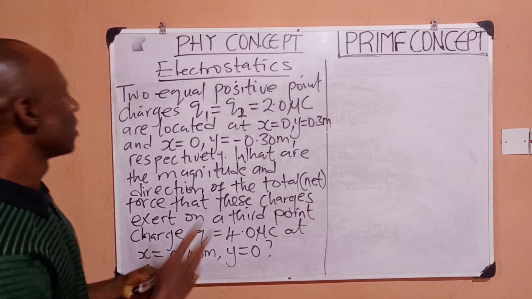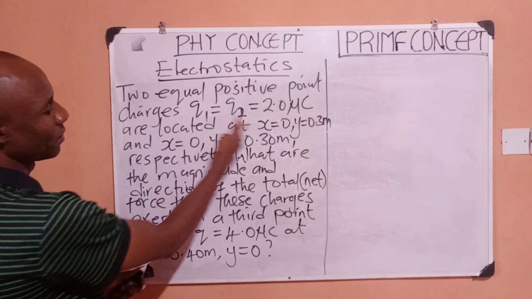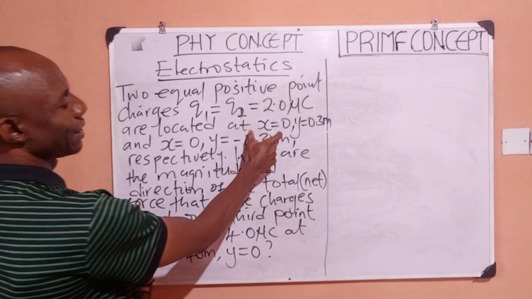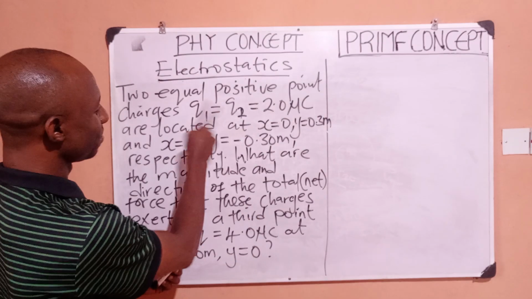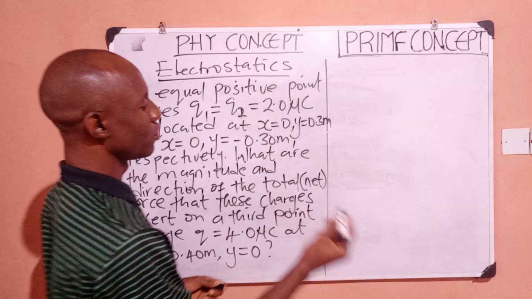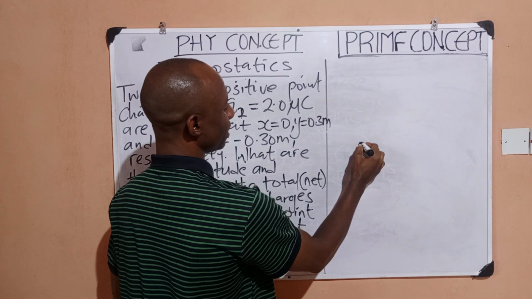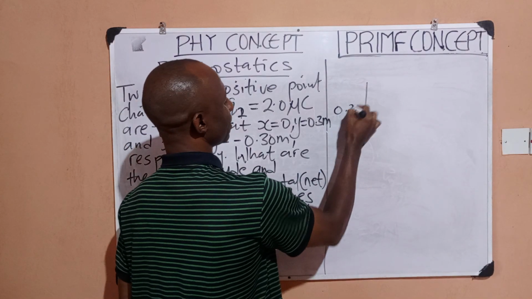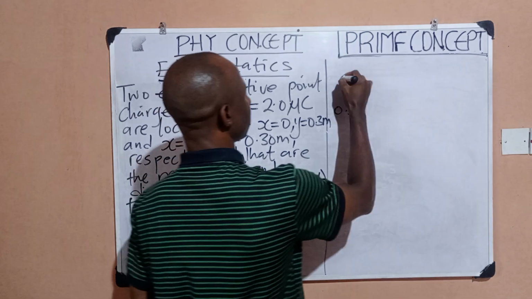Now let's solve this. We have two equal positive point charges, Q1 and Q2. They have values of 2 microcoulomb, and are located at x equals 0, y equals 0.3. So remember, Q1 is located at x equals 0, y equals 0.3. So if you locate that, if this is our origin, it is on the y-axis, right? So positive y-axis. So this is 0.3. So this is what we have, and this is where we have Q1.